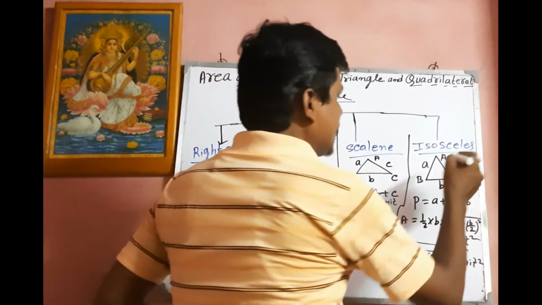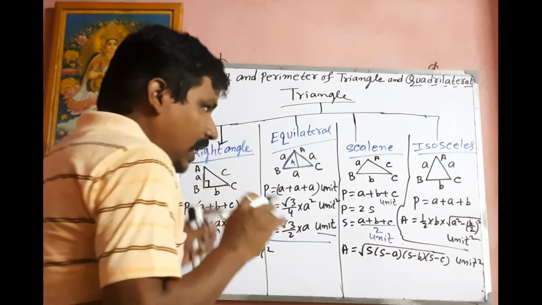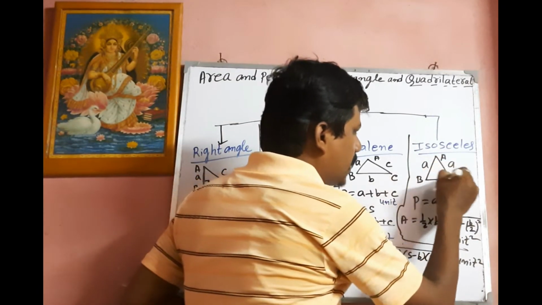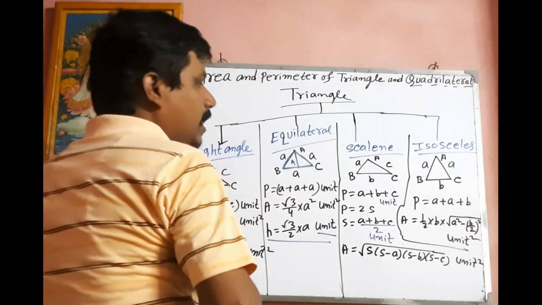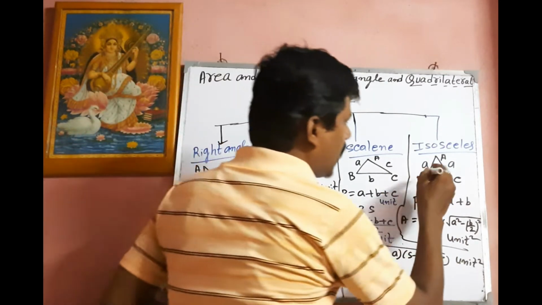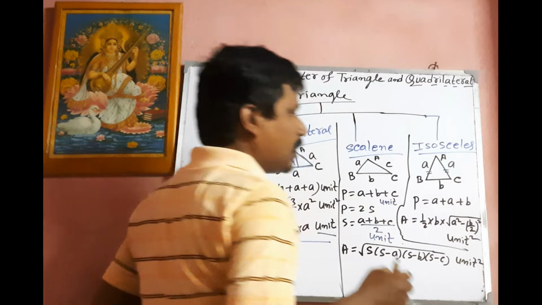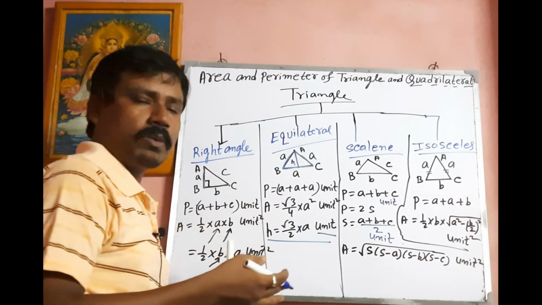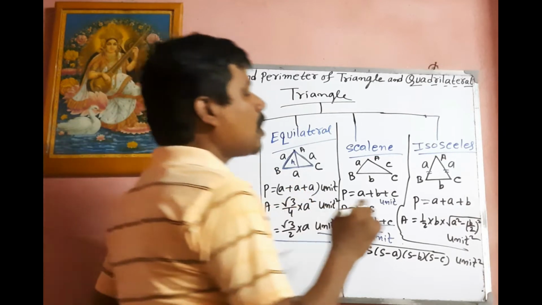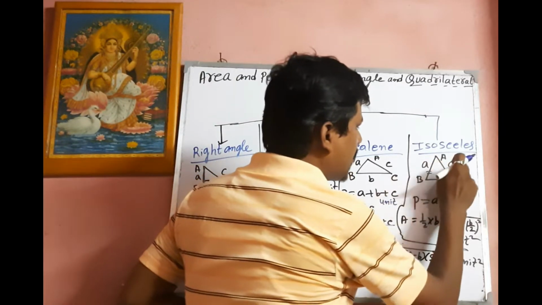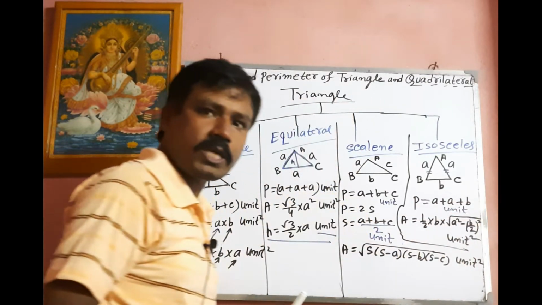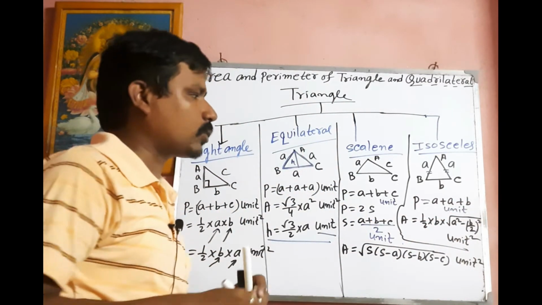Now we are discussing the isosceles triangles. In this isosceles triangle, there is ABC. Two sides of this triangle, that is AB and BC, will be the same. Any two sides of the triangle will be the same, and the third side will be different. Now the perimeter of an isosceles triangle is equal to A plus B plus C units. Units may be centimeter or meter according to our given questions.